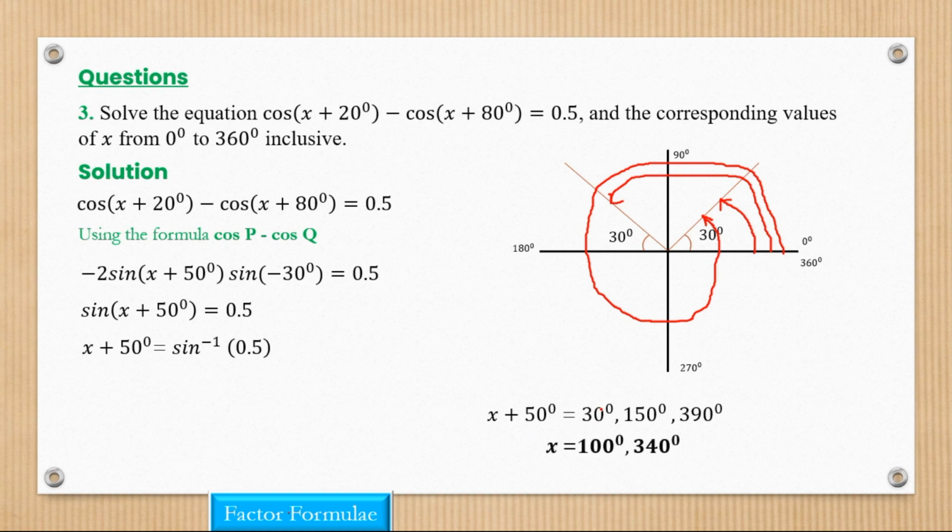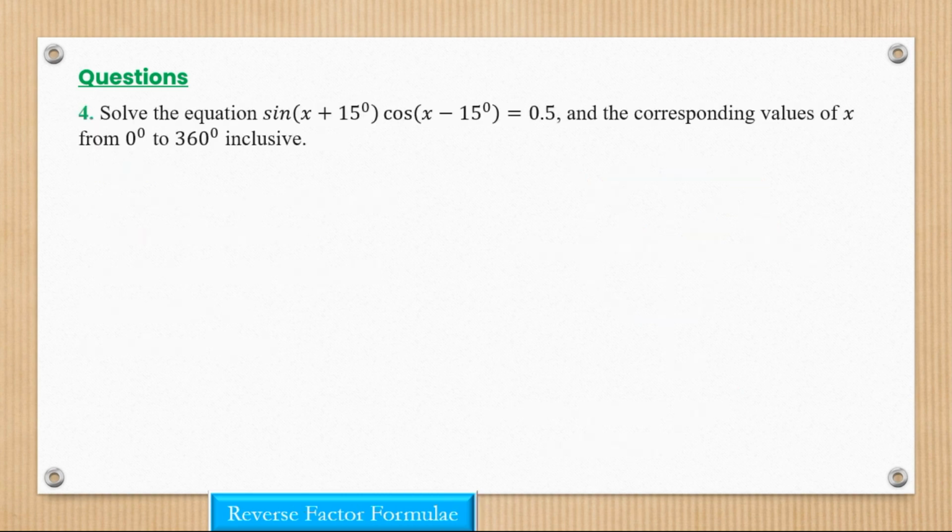So what happens here is when you subtract 50 from 30, you actually get negative 20, and negative 20 is not inclusive in this range. So we're going to discard that answer. We only keep the answer we get from 150 and that, which ends up being 100 and 340. All right, let's go to question number 4.